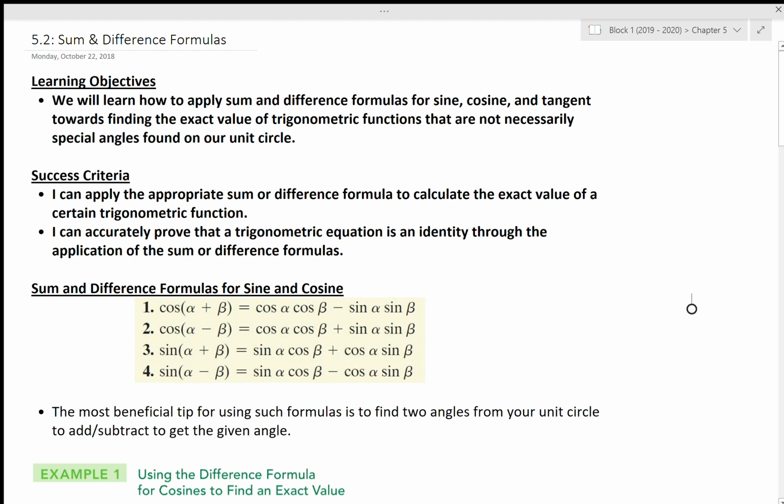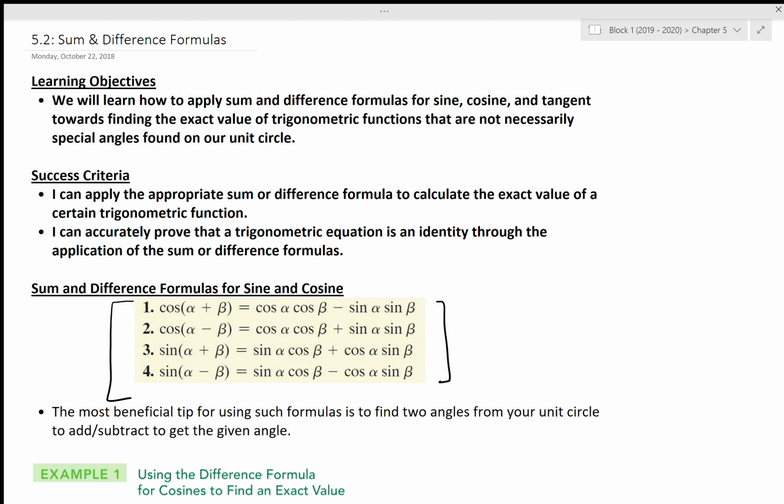All right, we will learn how to apply sum and difference formulas for sine and cosine and tangent towards finding the exact value of trigonometric functions that are not necessarily special angles found on our unit circle. Now, what does that mean? Basically, we're going to use these little formulas here, which I will give you on your reference sheet. These four will be there.